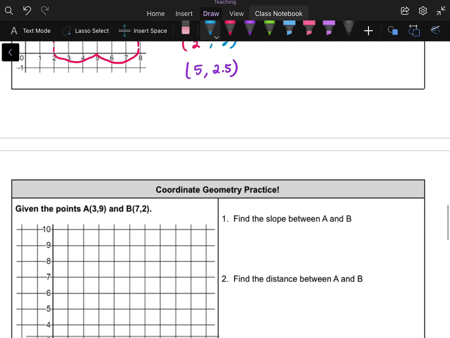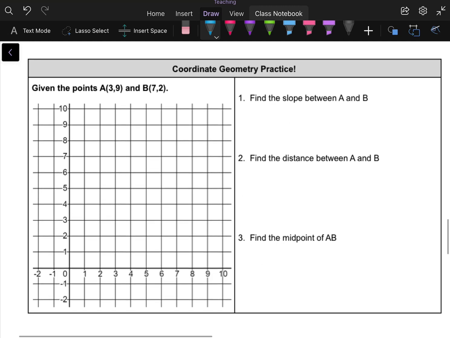Right, the last thing we're going to do is kind of throw all of these things together to do some practice with coordinate geometry. Again, this is what we're going to be using in our next section a lot. So first thing we'll do is, given these 2 points, we're going to graph them. So our first point is A, which is at 3, 9 up here. Let me label that for us. So this is A. Our second point, B, is at 7, 2.